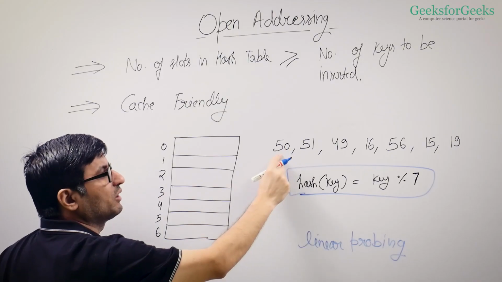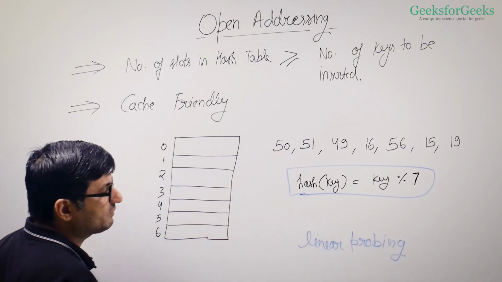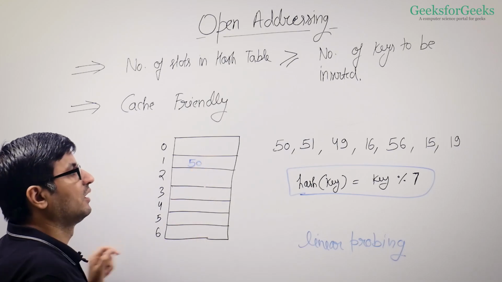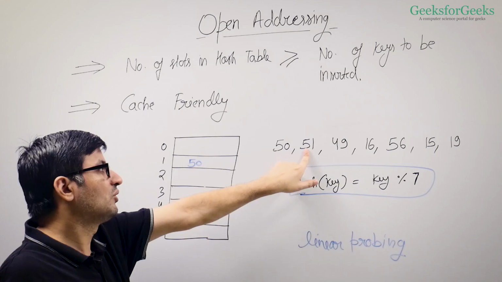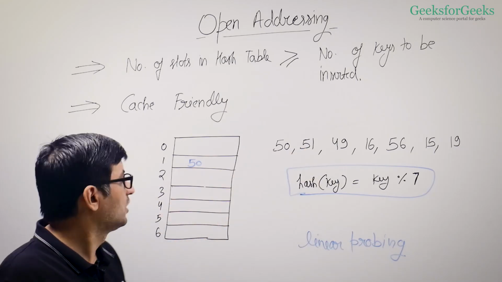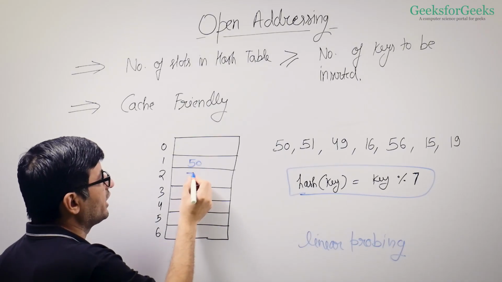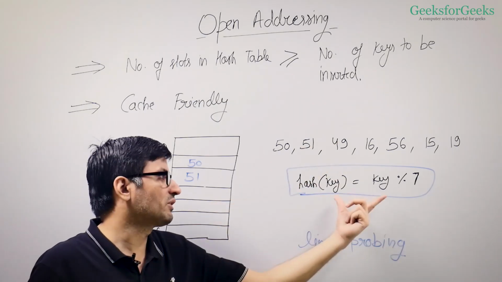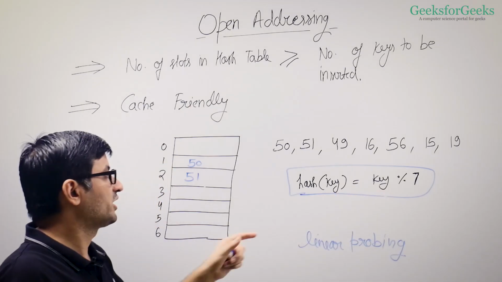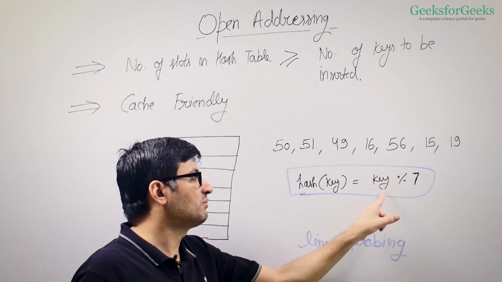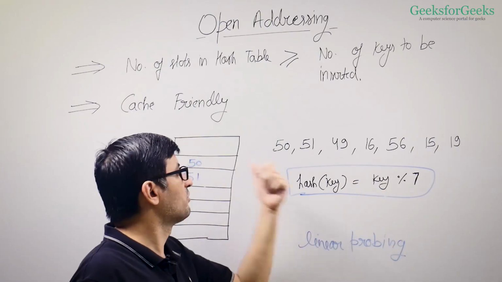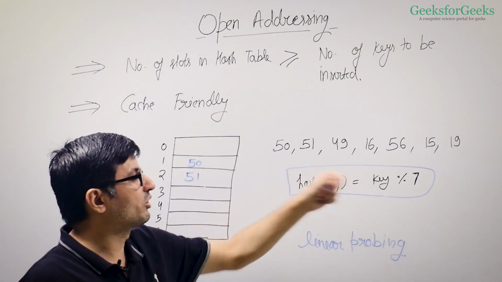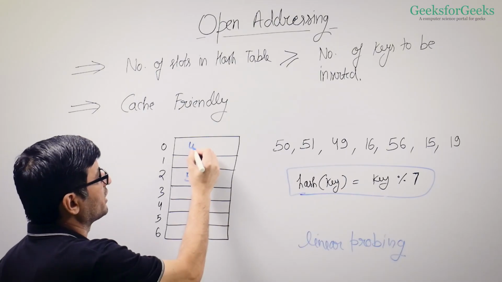So we'll get the hash value of 50. We got the value as 1. We went to this index 1 and inserted 50 here. Now we get the hash value of 51. We got the value as 2. We go to index 2 and insert 51 here. 49: we get the hash value as 0. I'm just applying this function here. 49 modulo 7 is 0, 50 modulo 7 is 1, 51 modulo 7 is 2. So I'll go here and insert 49.